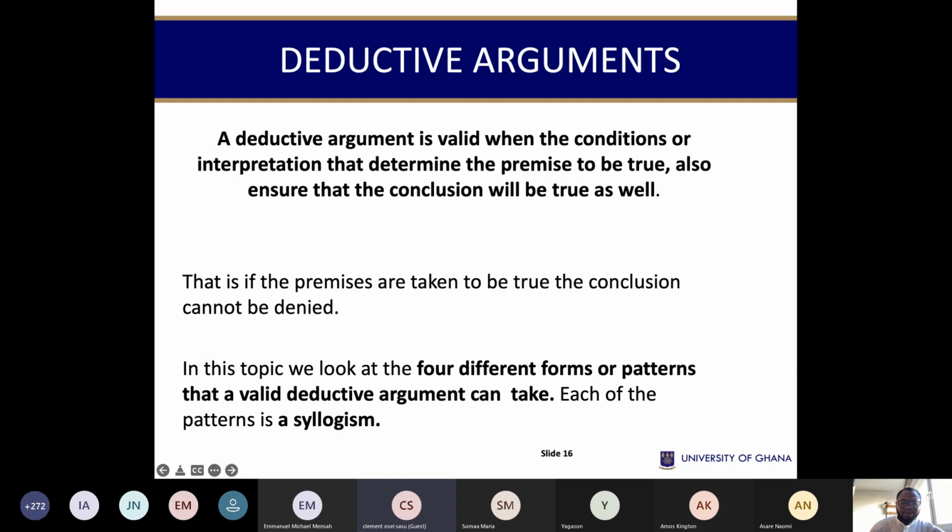So in this topic, we look at the 4 different forms or patterns that a valid deductive argument can take. Each of the patterns is a syllogism. I'm introducing a new word, so pay attention here.